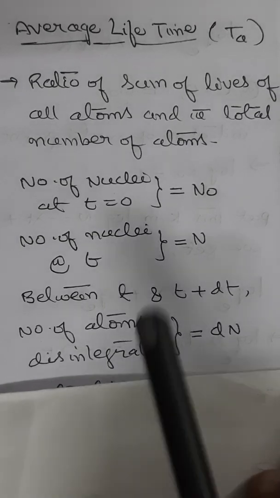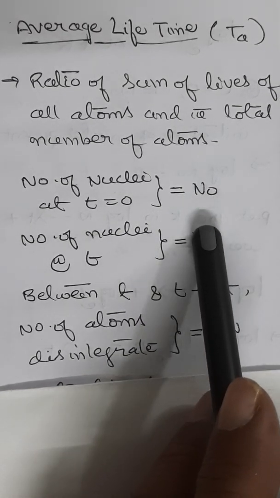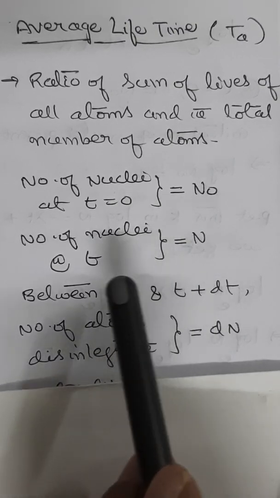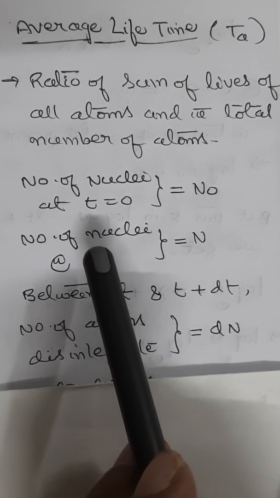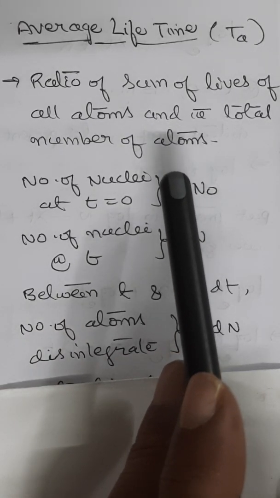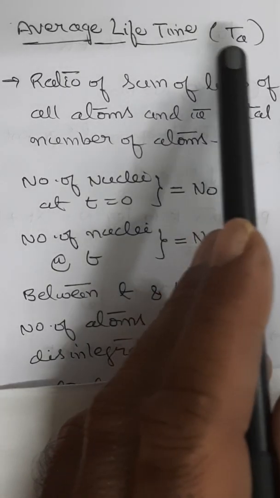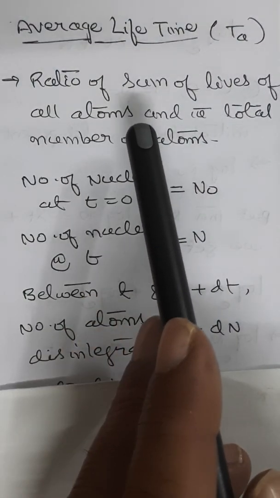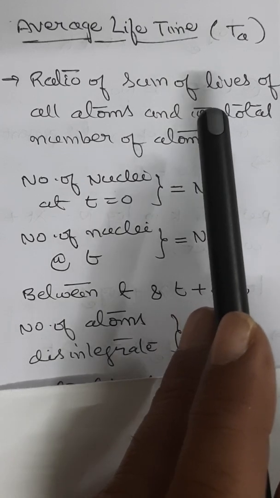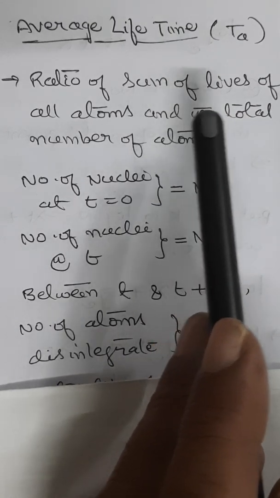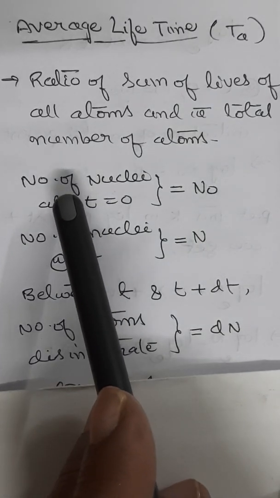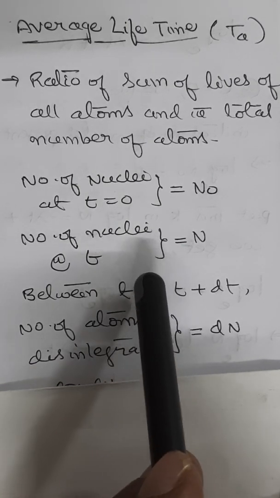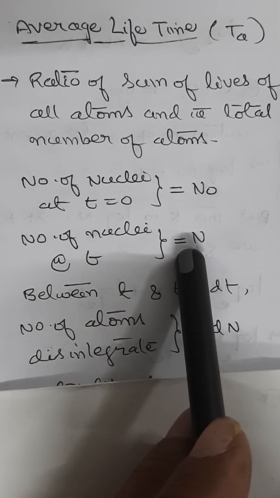To arrive at this, let us consider N0 to be the number of nuclei at t equal to 0, and let N be the number of nuclei present at a time t. The mean or average lifetime is represented as t suffix a. We define it as the ratio of the sum of lives of all the atoms and the total number of atoms.